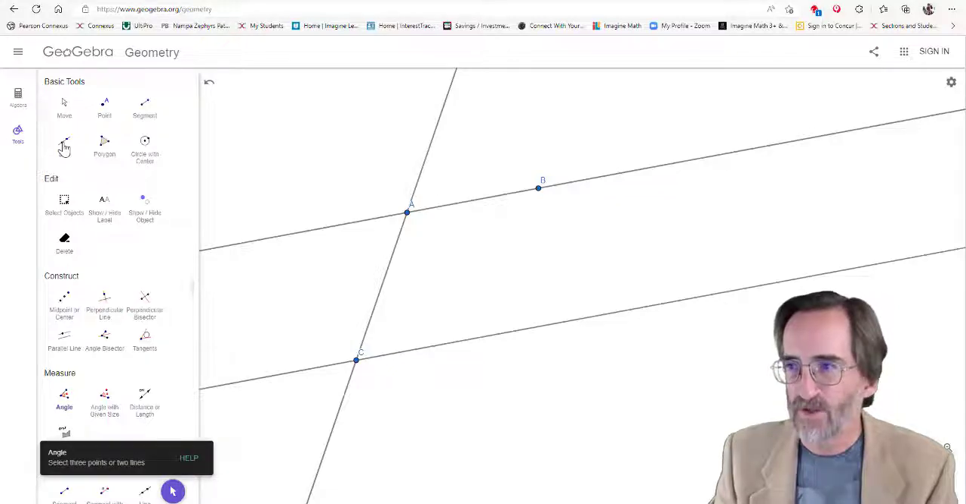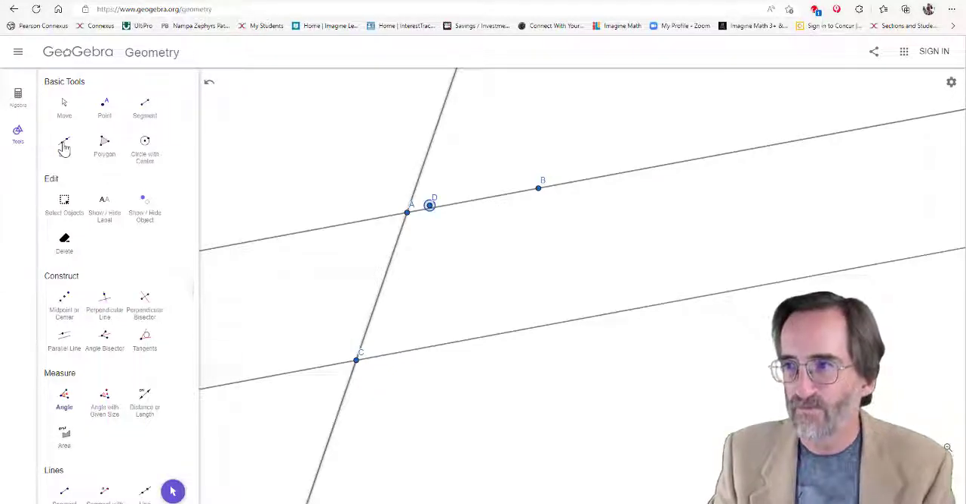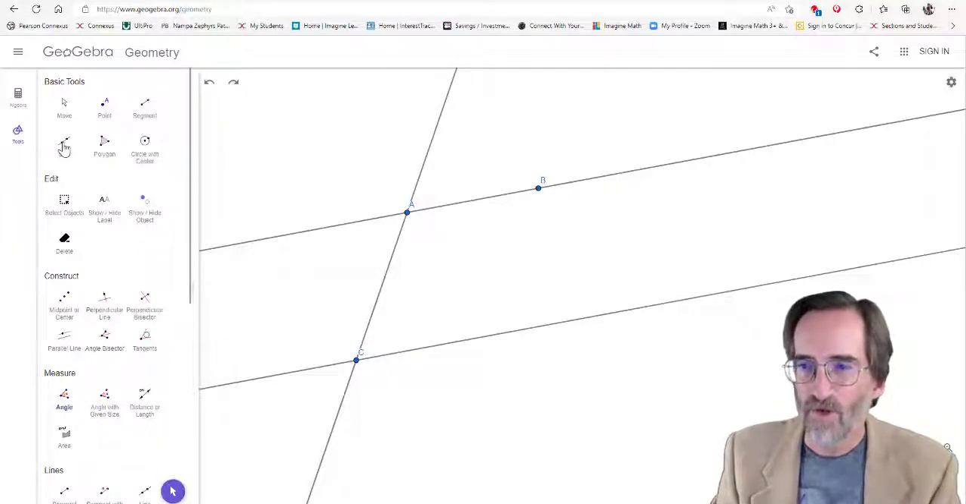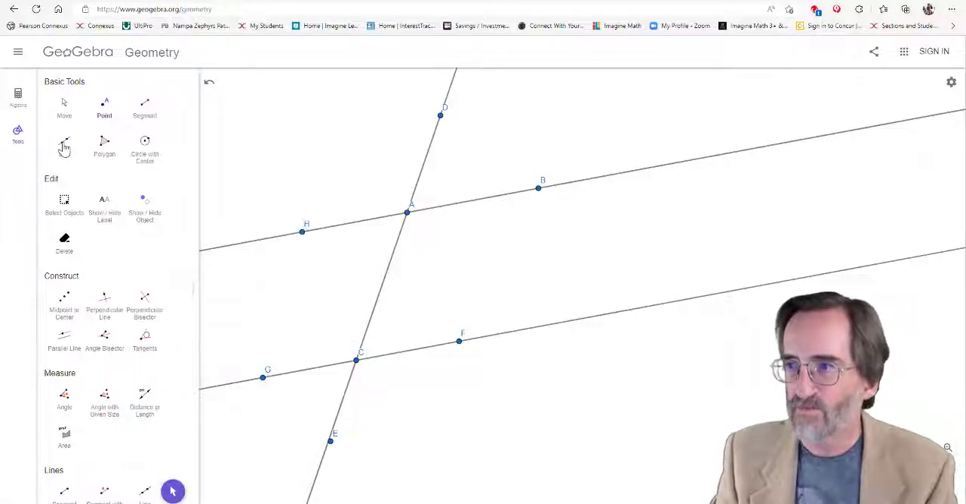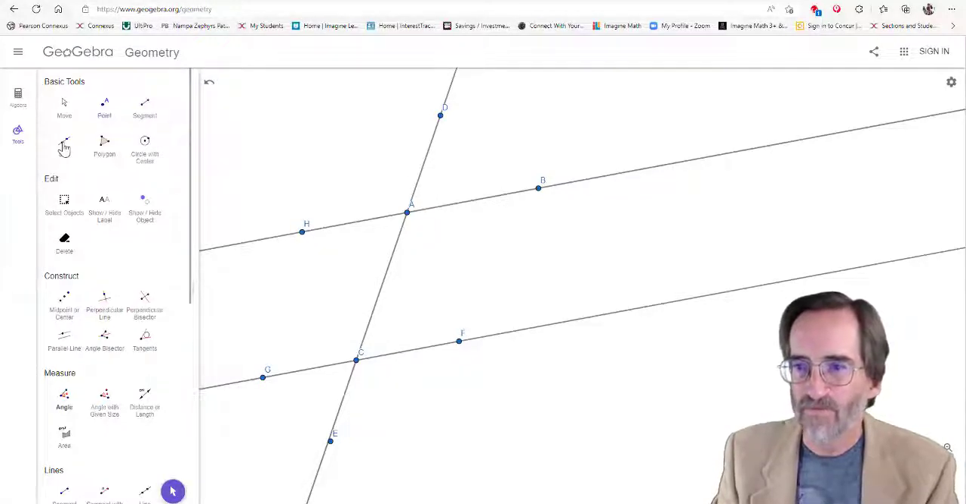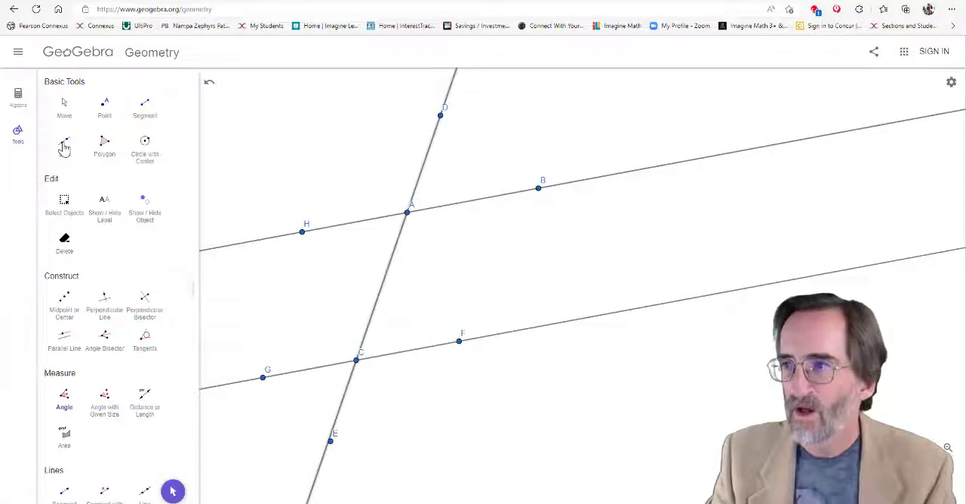So I'm going to measure this angle here. 119.5. Actually, it wants me to put a point on here, so let's add some points. And now measure the angle. Nope, still doing the same thing. So angle DAB is labeled as 60.5.